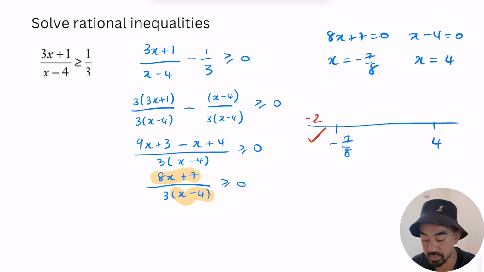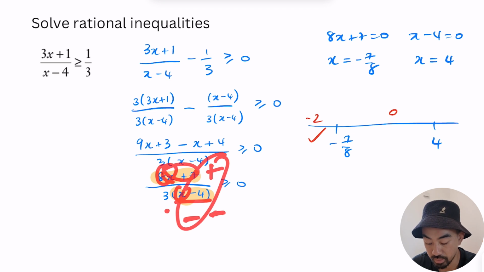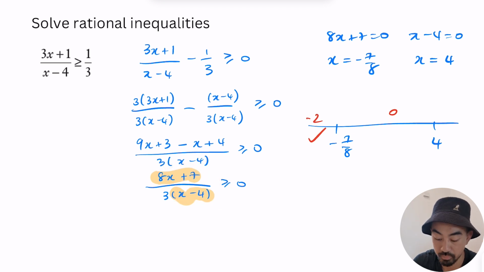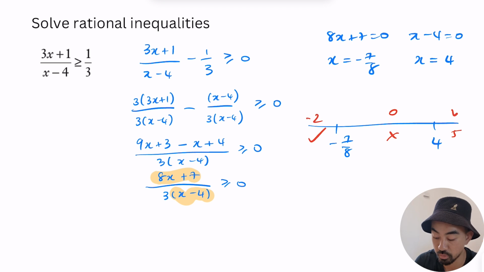Okay, let's test between minus 7 over 8 and 4, let's say 0. So 0 times 8 is 0, plus 7 is a positive. 0 minus 4 is going to be a negative. A positive and a negative make an overall negative, which is not greater than or equal to 0. So give that a cross there. And then finally, a number bigger than 4, let's say 5. So 8 times 5 is 40, plus 7 is positive. 5 minus 4 is also a positive, and a positive over a positive makes a positive, which is greater than or equal to 0. So that has to be true.